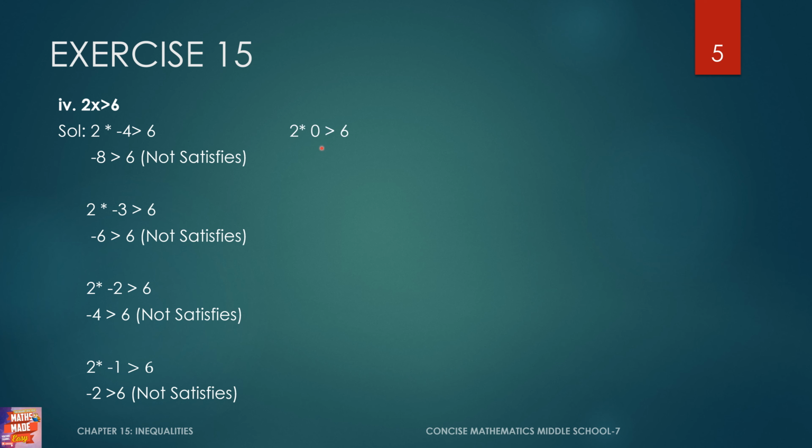Now just replace this x with 0. 2 zeros are 0. Is 0 greater than 6? No, 0 is not greater than 6. So write down as not satisfies. Now 1. 2 ones is 2. Is 2 greater than 6? No, 2 is not greater than 6.